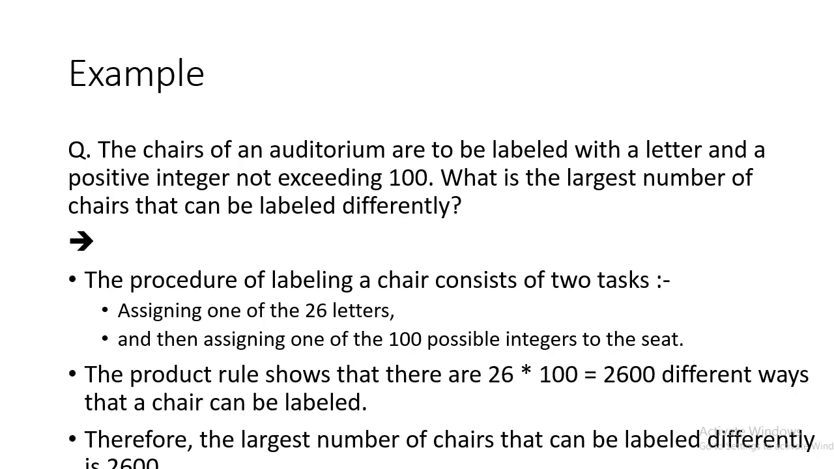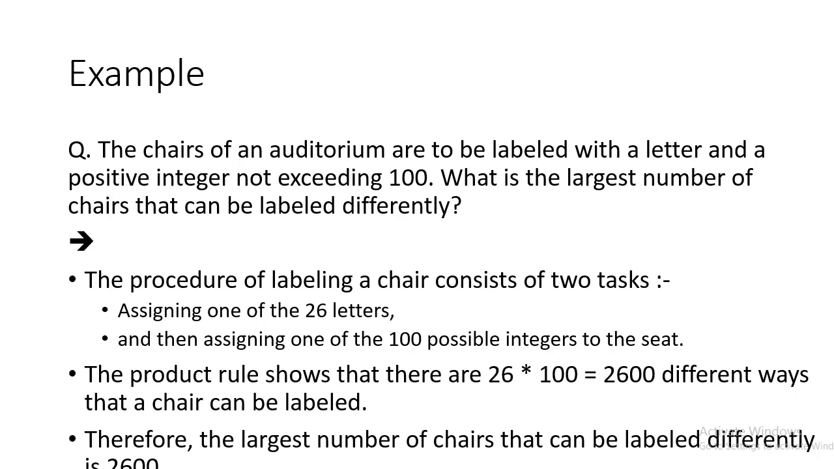Then assigning one of the 100 possible integers to the seat, means chairs. The question says a positive integer not exceeding 100 and a letter. By using this letter and number, we are labeling the chairs of an auditorium. So there are two tasks. One is 26 letters and another is 100 possible integers not exceeding 100. By the product rule, there are 26 into 100, means 2600 different ways that a chair can be labeled.